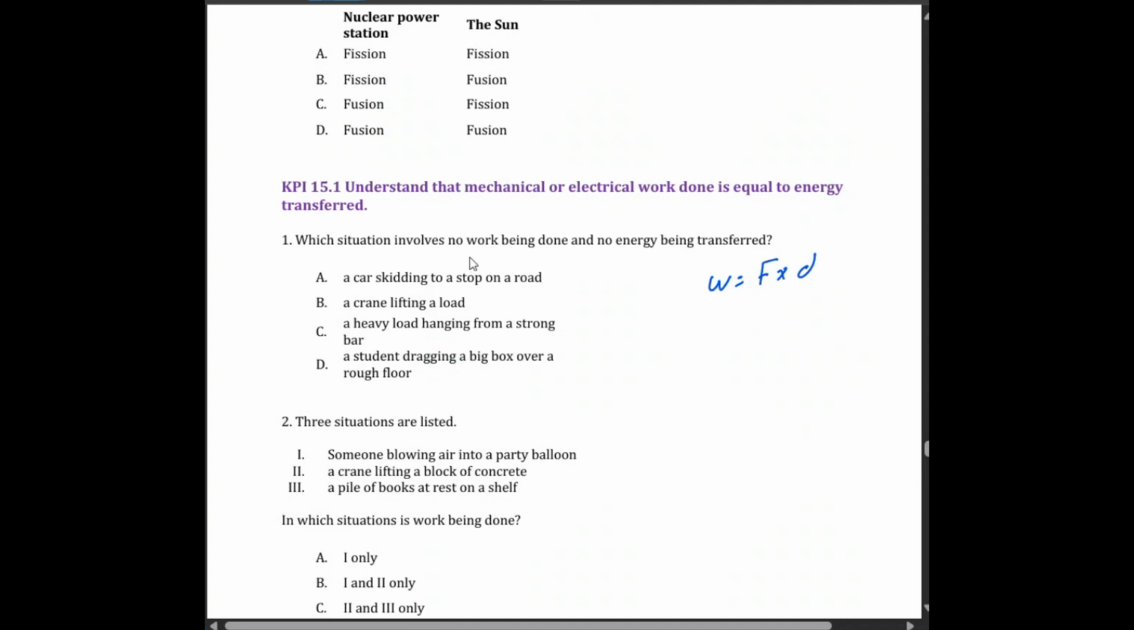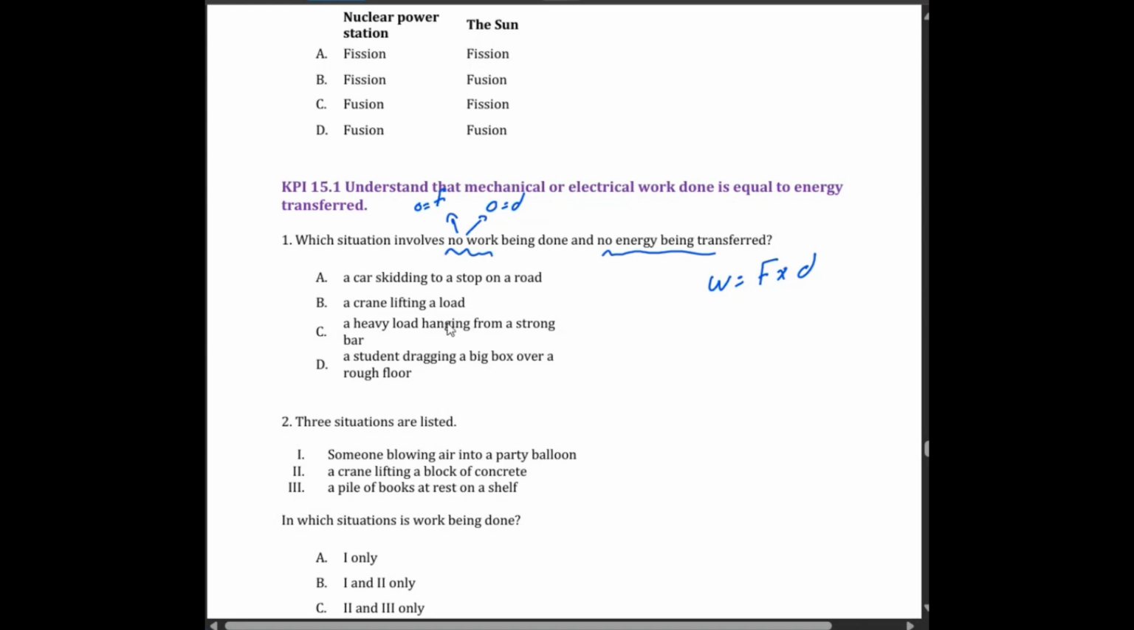So which situation involves no work being done? No work being done, we have a possibility of two: either zero distance or zero force, okay? And no energy being transferred. So a car is skidding to stop on a road, so there is movement in order to stop the car. So it has work.